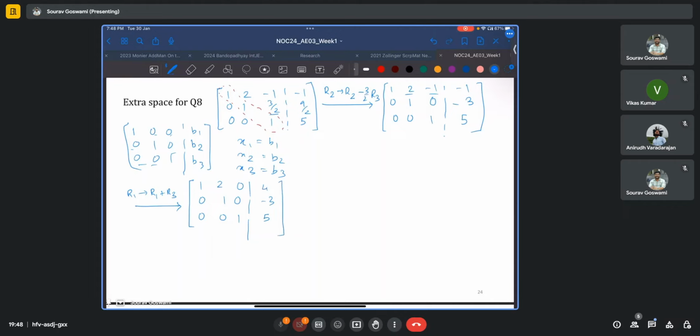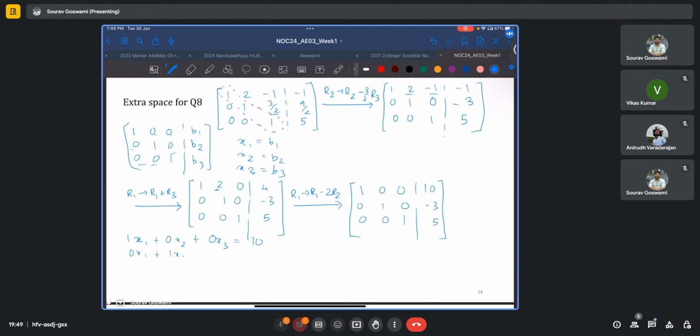And now to bring this element to 0, we just subtract twice the second row. So I will have the second row untouched, the third row untouched, and R1 minus 2 R2. So 1 minus 0 is 1, 2 minus 2 is 0, 0 minus 0 is 0, and 4 minus 2 into minus 3, 4 plus 6 is 10. And now I see that I have obtained the identity matrix on the left and the transformed B matrix on the right. And this means that 1x1 plus 0x2 plus 0x3 is 10.